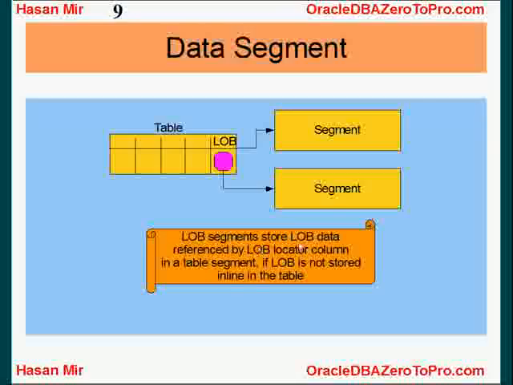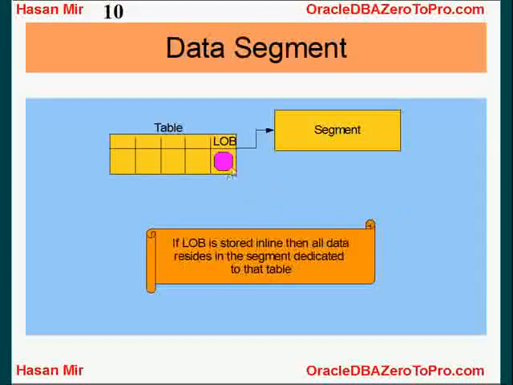LOB segments store LOB data referenced by a LOB locator column in a table segment. If the LOB is not stored inline in the table, you can optionally choose to store the LOB in a separate segment, as well as you can choose not to have a separate segment for the LOB. In that case, the LOB value will also go in the same original segment that belongs to the table. So in this case you didn't choose to store the LOB in its own segment. So a LOB segment also belongs to this type of segment called a data segment.